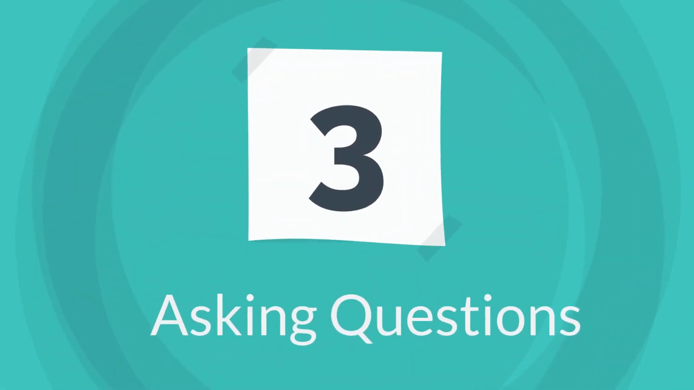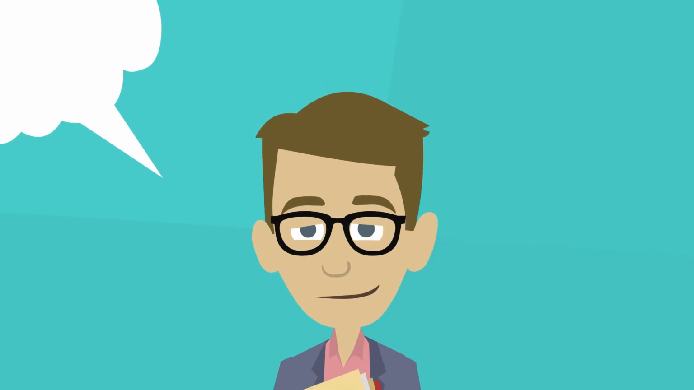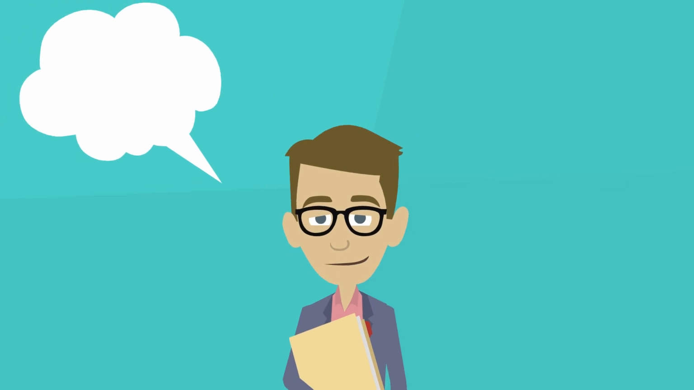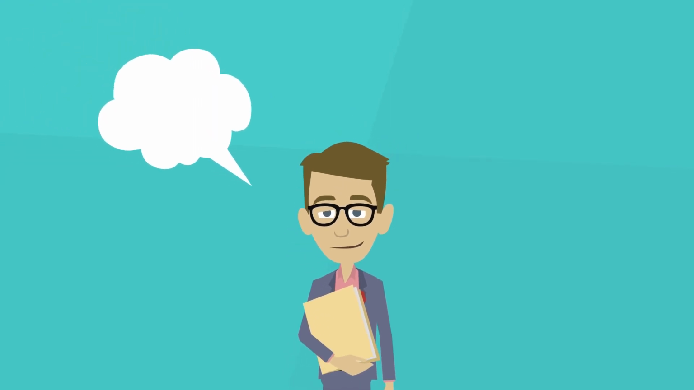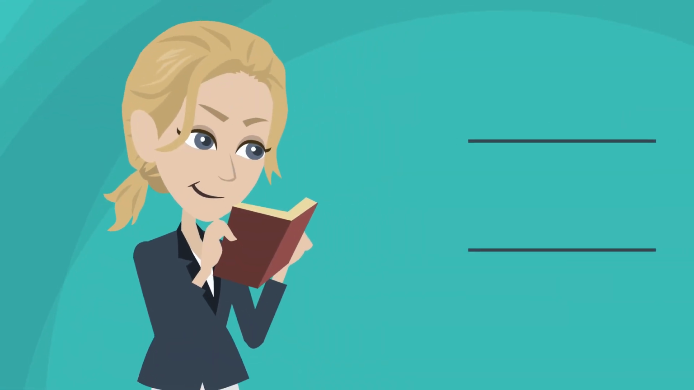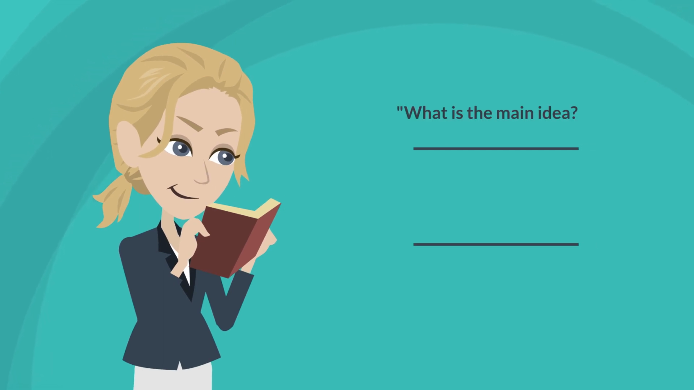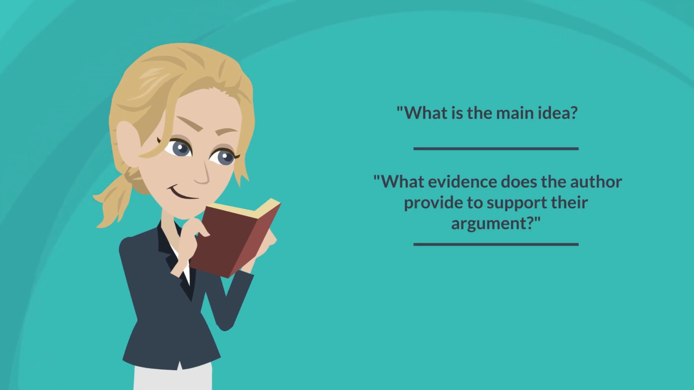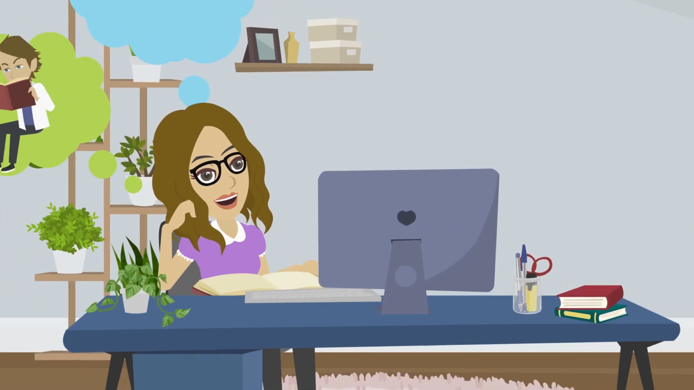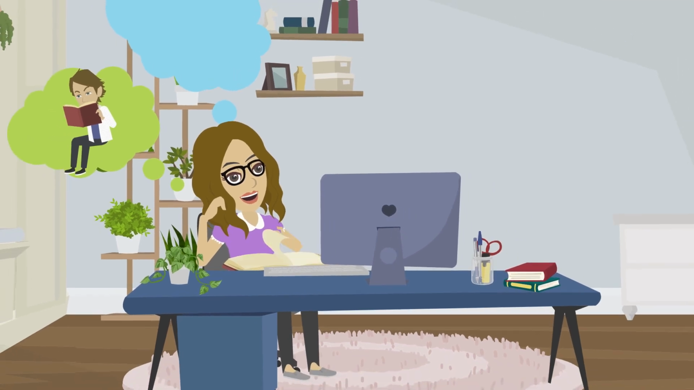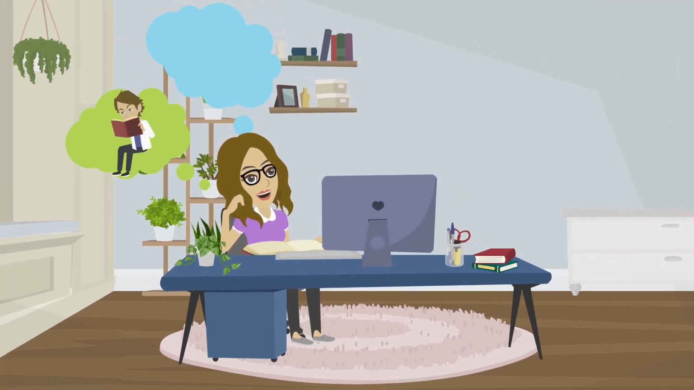Strategy 3, Asking questions. Asking questions as you read can help you think critically about the text. As you read, ask yourself questions such as, what is the main idea? What evidence does the author provide to support their argument, and what assumptions are being made? This helps you stay actively engaged with the material and helps you understand it more deeply.